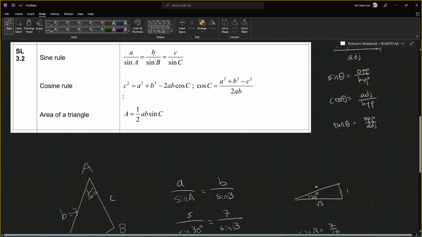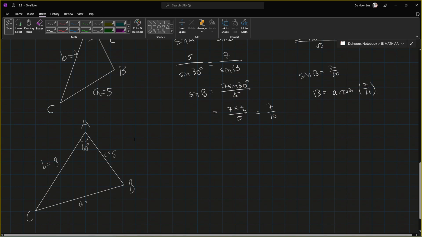c squared equals a squared plus b squared minus 2ab cos C. And notice that we can just change the letters in the way that we're interested. Okay, so I'm going to put a squared equals b squared plus c squared minus 2bc cos A. b is 8, c is 5.